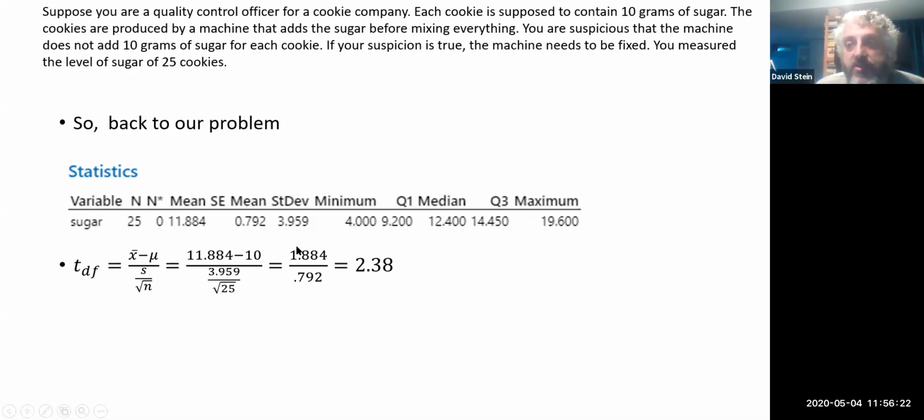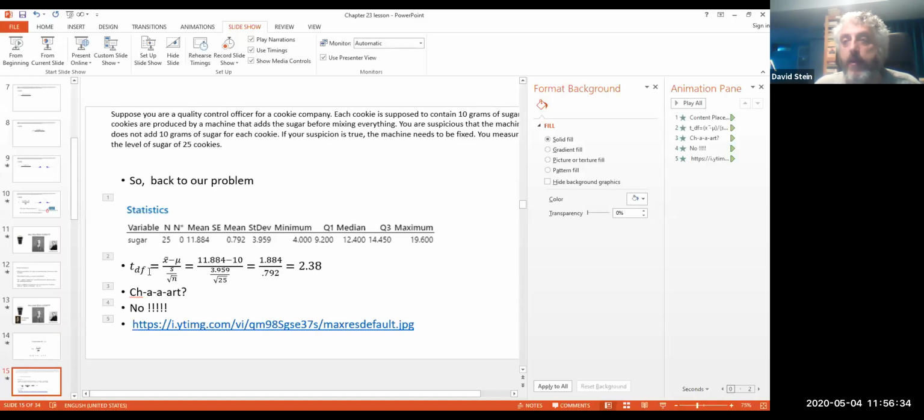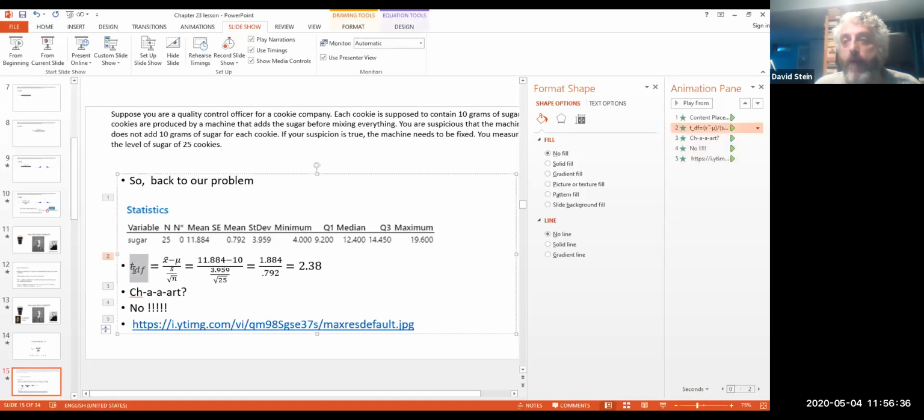But now we can just do this, can we not? So here's the t-score. It's a t-score with 24 degrees of freedom. Probably should put that in. It's a t-score with 24 degrees of freedom.